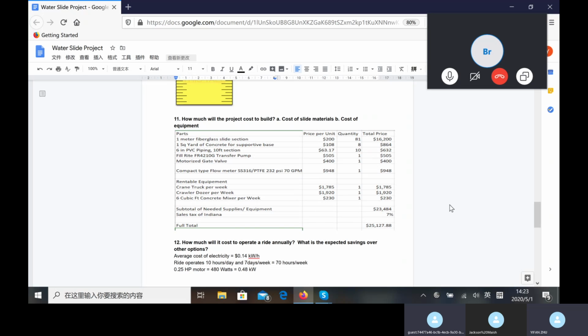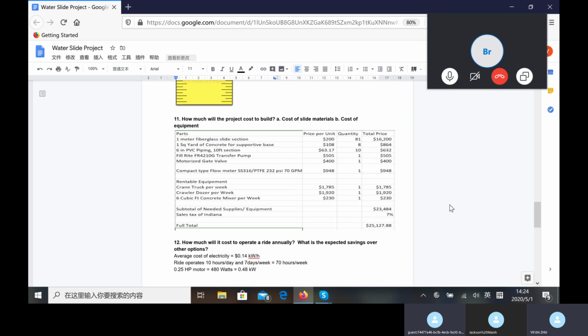And then going down to number 12, to keep this slide operating annually, what we calculated came around to $391 a year to operate this, and that's how much the electricity is going to cost. You can work through the math since it shows right there. It's going to be operating around 70 hours a week. It's going to need 0.48 kilowatts. So since the pump that we used is small, it's only going to cost $391.